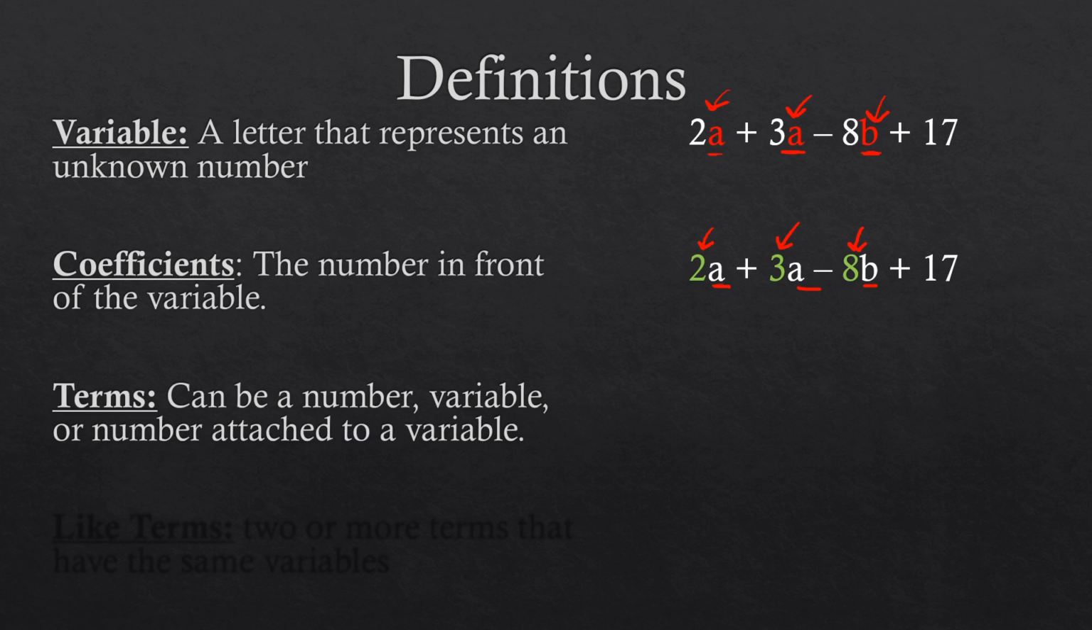The next definition is a term, okay? And a term can be a number, it could be a variable, it could be a number attached to a variable, all right? So here, this whole piece right here, this whole unit, this pair, that is one of my terms. The next one, this 3a, that is also a term. This next one here, 8b, that is also a term.